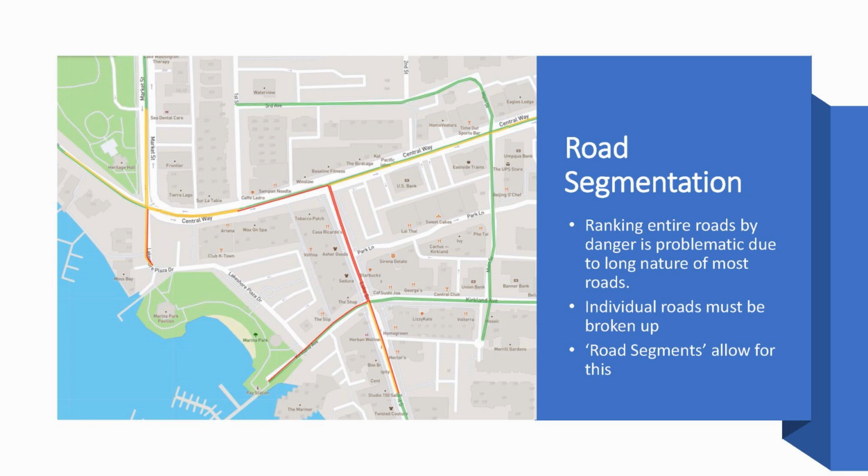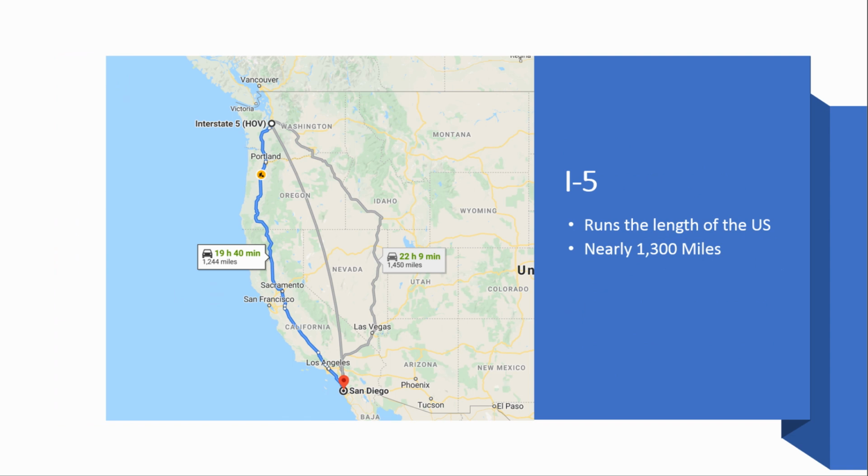How can we assign a danger rating to an entire road without losing the nuances of certain areas being more dangerous than others? Let's imagine we want to assign a safety rating to Interstate Freeway 5, I-5, in the United States, which runs from the southern U.S. border with Mexico through 3 states of California, Oregon, and Washington, to the northern U.S. border with Canada. This freeway is 1,300 miles long and clearly not uniformly dangerous.